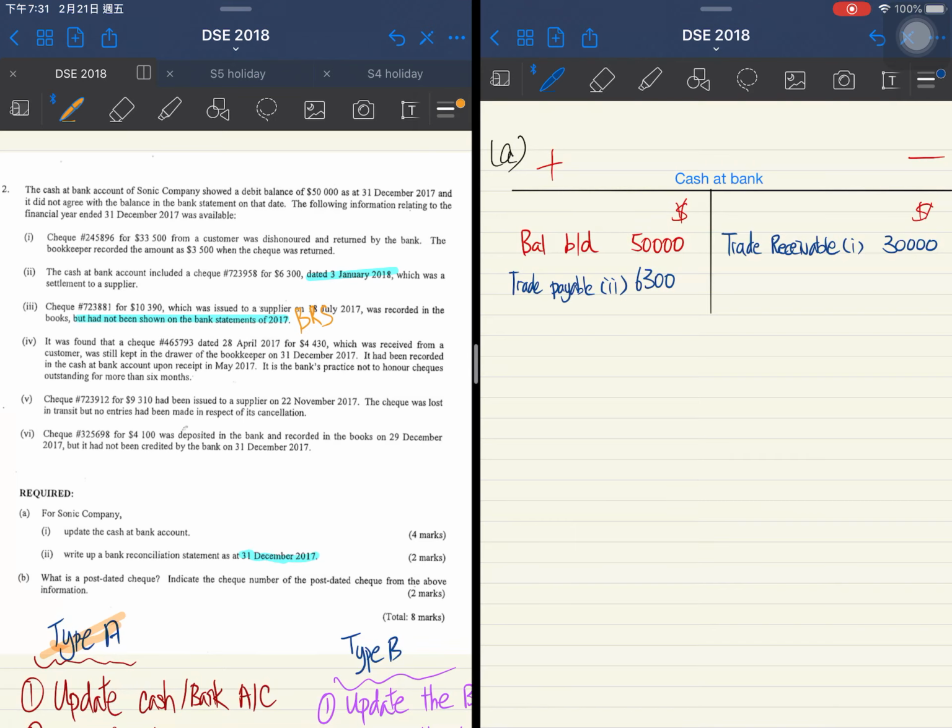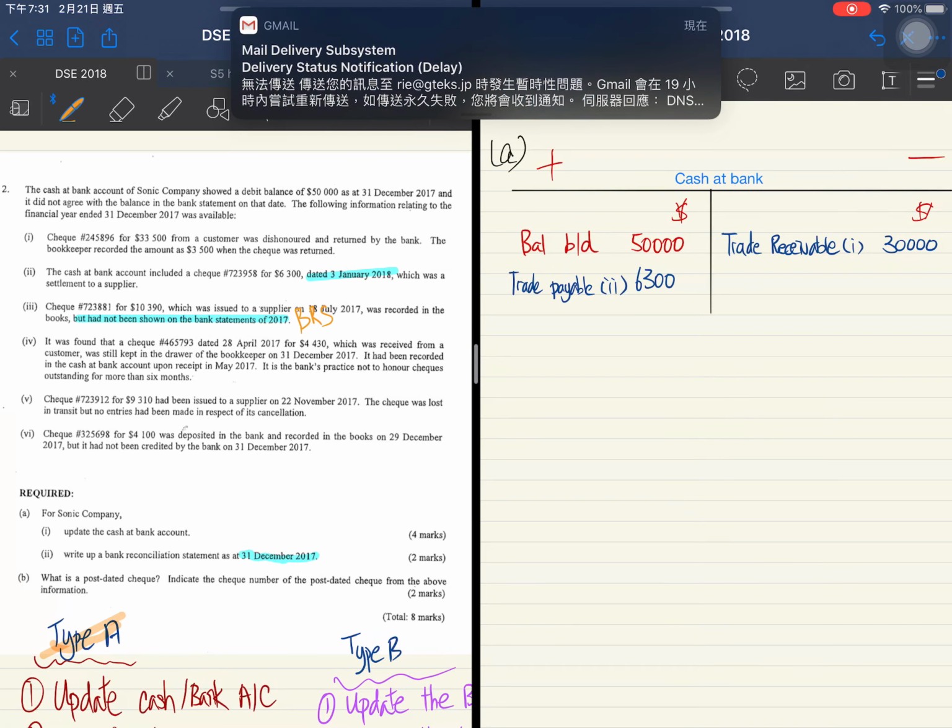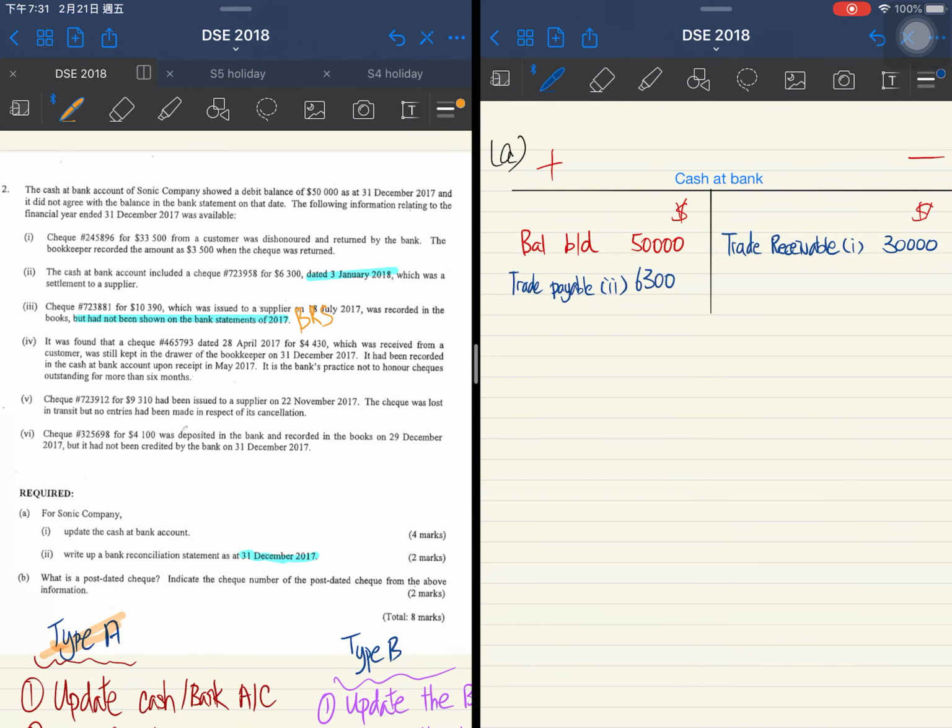So number 4. It was found that a check 465,793 dated 28th April 2017 for 4,430, which was received from a customer, was still kept in the drawer of the bookkeeper on 31st December 2017. It had been recorded in the cash at bank account upon receipt. It is the bank practice not to honor check outstanding for more than 6 months.